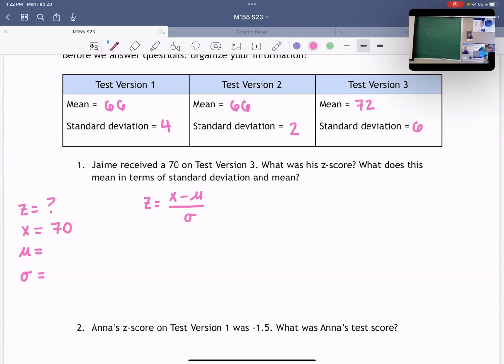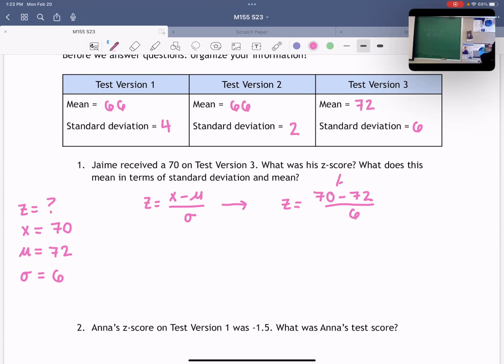Looking at test version 3, the mean is 72 and the standard deviation is 6. Okay, so now I have everything written out. Let me just plug everything into my formula and see what happens. So we have z by itself, because I don't know what that number is. x is 70, mu is 72, sigma is 6. Okay. So now that I've plugged in all the numbers, I don't actually have to solve the equation because z is by itself.